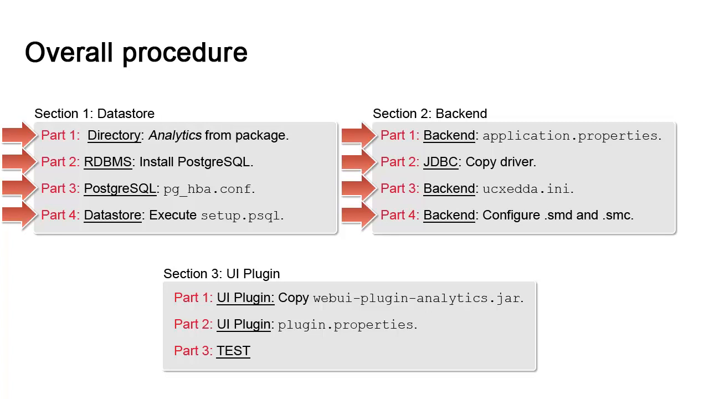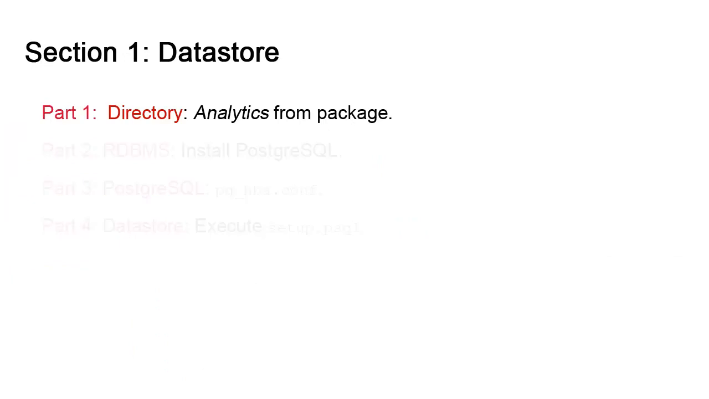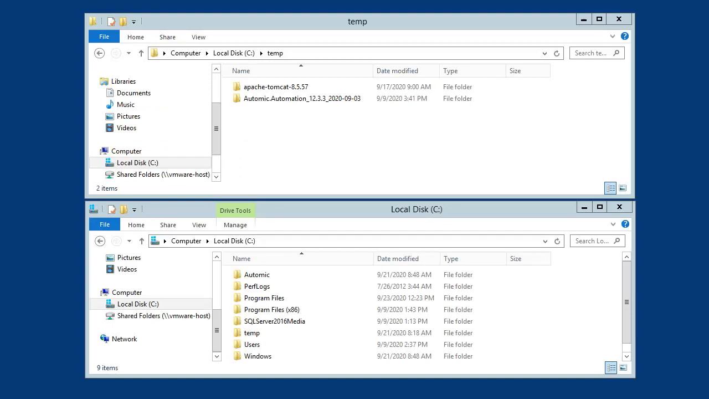In the last section, we copy the UI plugin over to Tomcat. We update its plugin properties so that it can talk to the backend over the REST API. The analytics files are included in the installation package, so we copy them over to the Automic Automation directory.